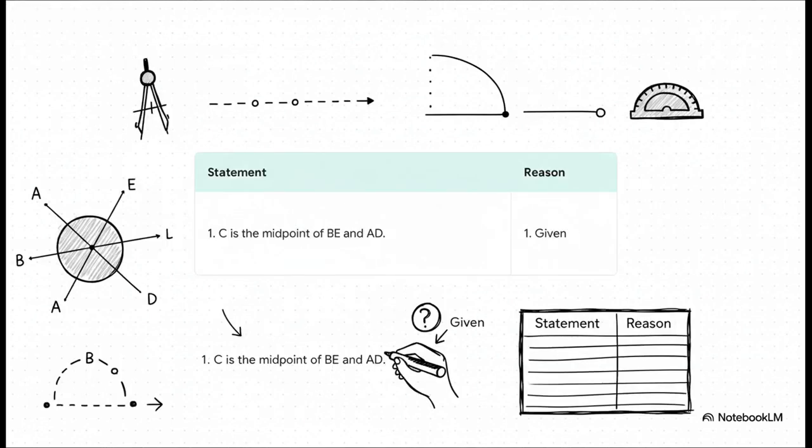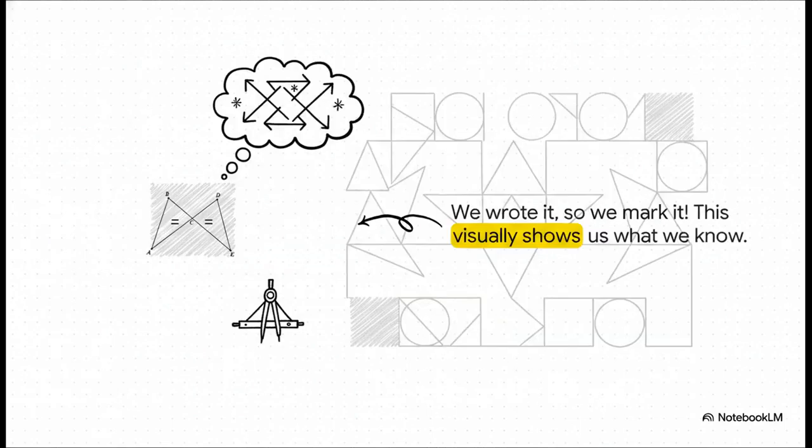First step, it's the easiest one. We just write our statement, C is the midpoint of BE and AD. And the reason? Well, it was given to us. Boom, 1 line down, 0 stress. Okay, and what's our golden rule? If you write it, you mark it.